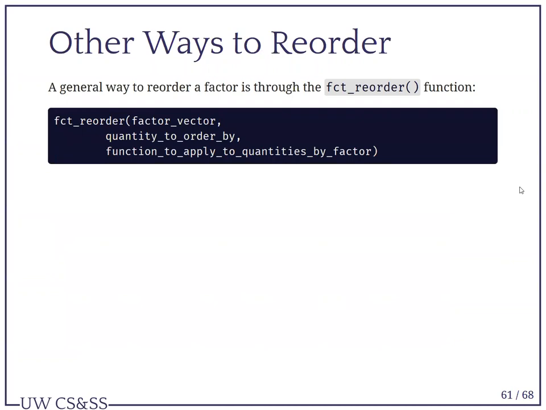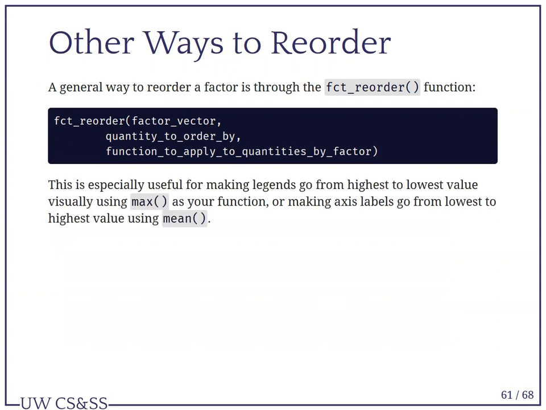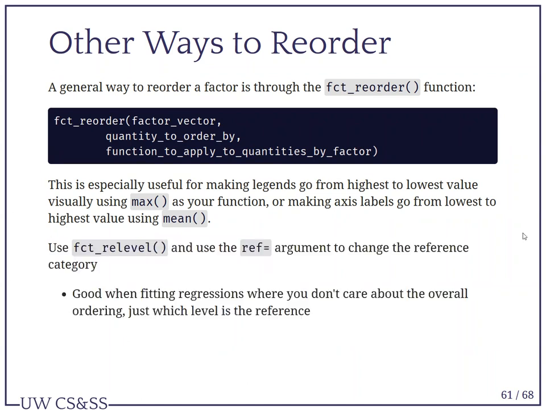There are some other ways we might want to reorder things. A general way to reorder a factor is with the fct_reorder function. And the way that this works is you supply to the fct_reorder function a factor vector, then the quantity to order it by, and then a function to apply to the quantities by factor. I'll give you an example here. This is especially useful for making legends that go from highest to lowest value visually, using the max function, or making axis labels that go from lowest to highest using something like the mean function.